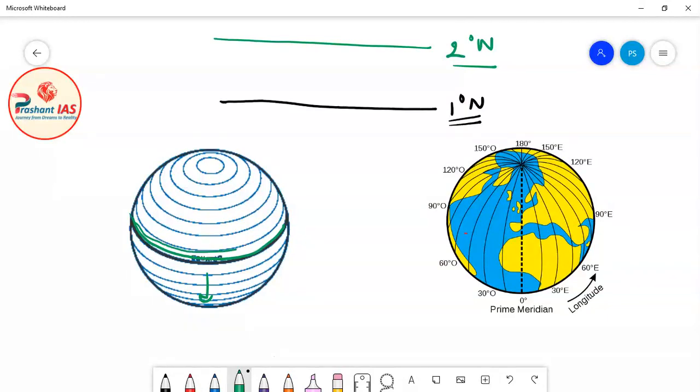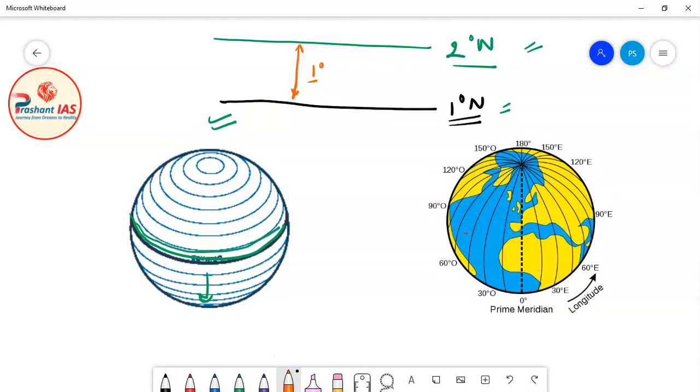So let's suppose that this line represents 1 degree north parallel of latitude and this line represents 2 degree north parallel of latitude. Now friends, what is the difference between these two latitudes? You can say that, sir, there is a clear cut difference of 1 degree between these two latitudes. This is simple maths. You can subtract 1 from 2, so the result will be 1.